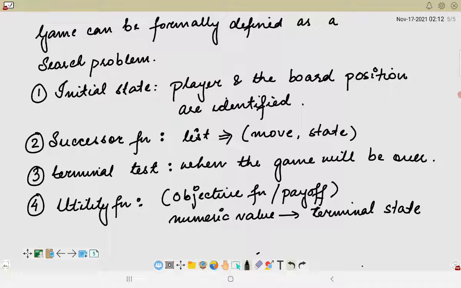So suppose in chess, whenever a player wins a game, we associate the utility value as 1. If he loses it, we associate -1. And if it is drawn, that means no one wins and no one loses, then we associate 0. This we have already discussed.